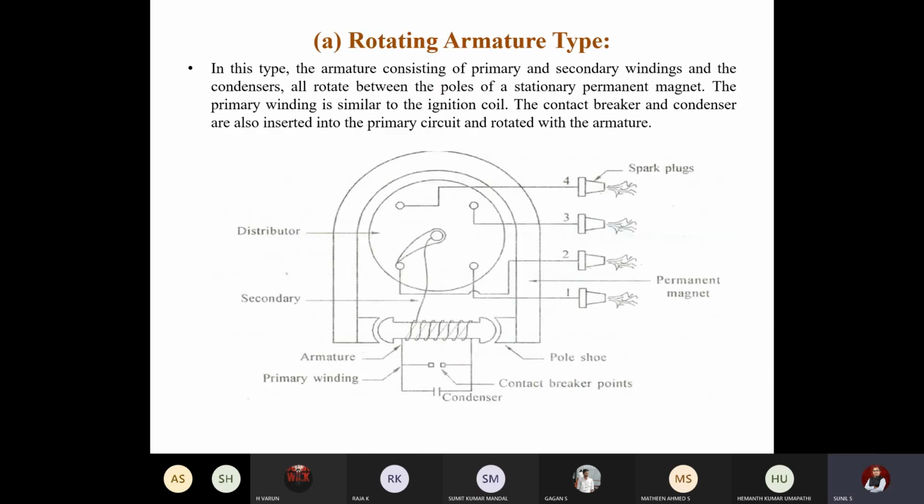So first we will study the rotating armature type. You can just take down a rough sketch. You can clearly see here, this is the armature. The distributor is there as usual. Only the battery and the primary coil are replaced by a magnet and a secondary coil, as you can see here. Otherwise, the condenser, the spark plugs, everything is the same.